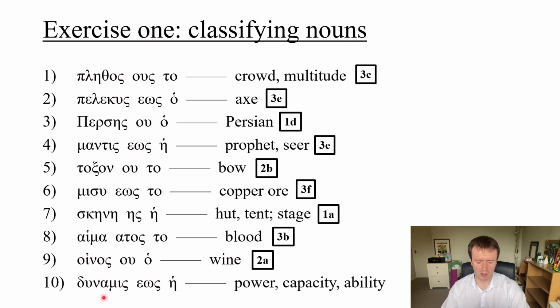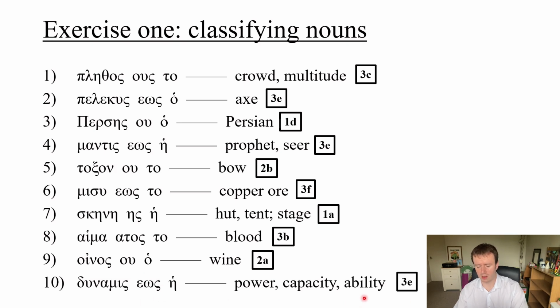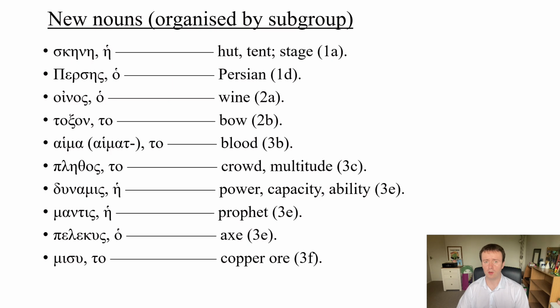Number 10 is dynamis, which means power, capacity, or ability. Dynamis is a 3E noun. We know that because its nominative singular ends in -is and its genitive singular ends in -eos. And because of the nominative singular ending in -is, we know that it is a 3E noun of the first kind in particular, like polis. So, I hope that you correctly identified which subgroup each of these nouns belongs to. Here are the new nouns that we've just met, organised by their subgroup and organised alphabetically within their subgroups.